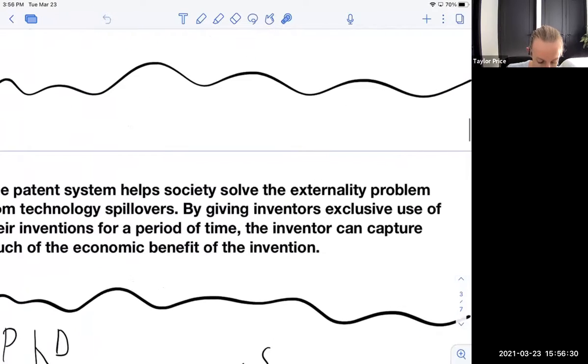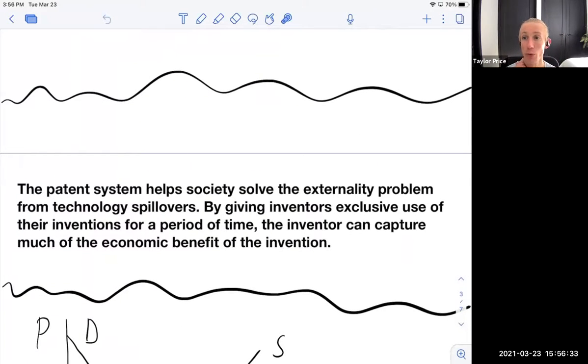Okay. The next question someone had was about patents, which is a really good question. Patents are basically designed to help solve the externality problem from technology spillover. All that's really saying is that by giving inventors exclusive use of their inventions for a period of time, the inventor can capture some of the economic benefits of the invention, because otherwise, if there wasn't a patent, the inventors wouldn't be able to benefit from their invention because someone else could just copy it. So that's why patents are designed.